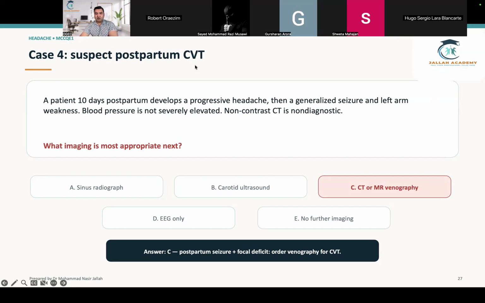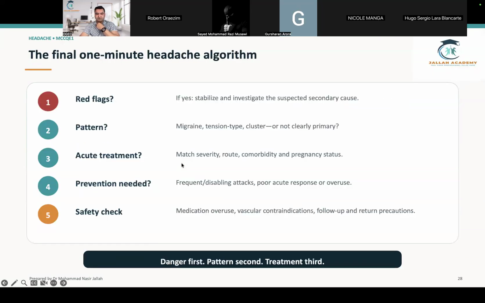Suspect postpartum cerebral venous thrombosis. A patient 10 days postpartum develops a progressive headache. So it is going to be progressive. Then generalized seizure and left arm weakness. Blood pressure is not severely elevated. Non-contrast CT scan is non-diagnostic. So what is the best imaging for CVT? MRI, MRV. Even if the CT scan is normal, which in most cases the CT scan is not going to show anything, we have to do the MRV.